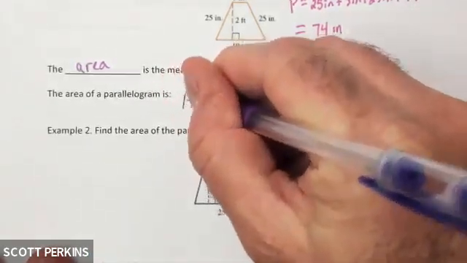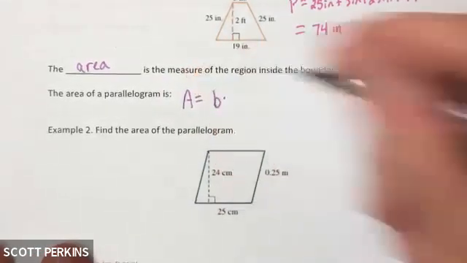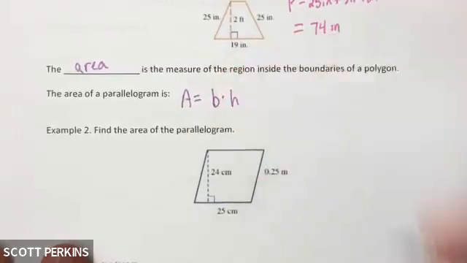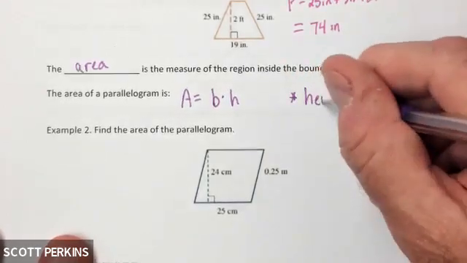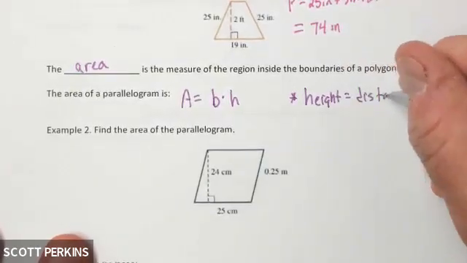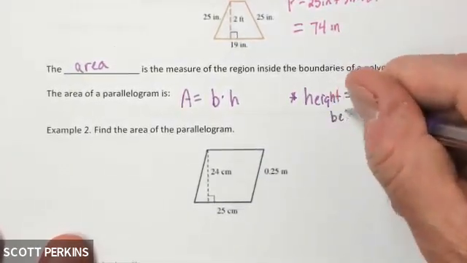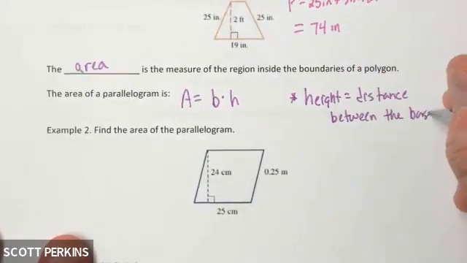The area of a parallelogram is the base of the parallelogram times the height, meaning the distance between the bases. So I'm just going to make a little note over here for you that h is the height, and the height is the distance between the bases. Just so that we are sure that we are picking the right measure when we're doing this.